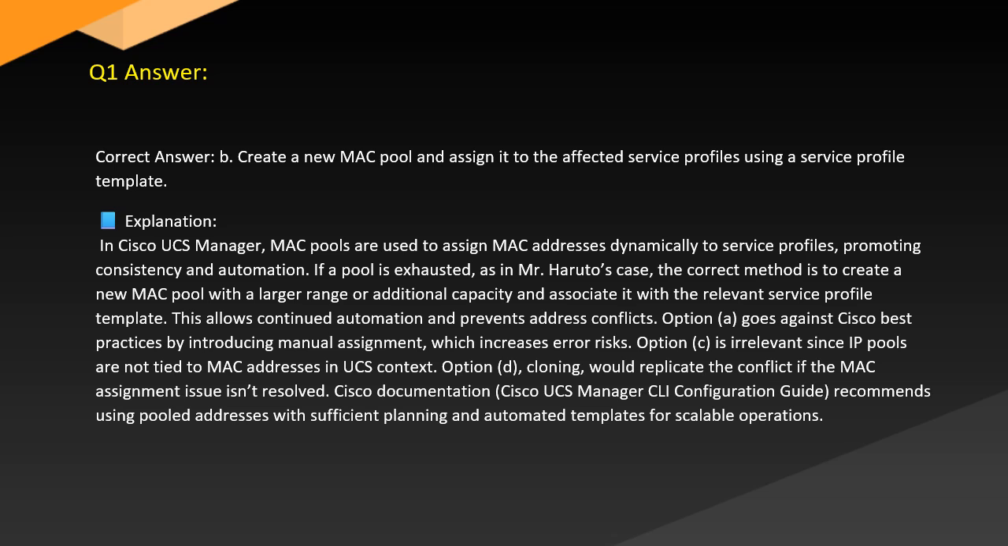Option A goes against Cisco best practices by introducing manual assignment, which increases error risks. Option C is irrelevant since IP pools are not tied to MAC addresses in the UCS context. Option D. Cloning would replicate the conflict if the MAC assignment issue isn't resolved. Cisco documentation. The Cisco UCS Manager CLI configuration guide recommends using pooled addresses with sufficient planning and automated templates for scalable operations.